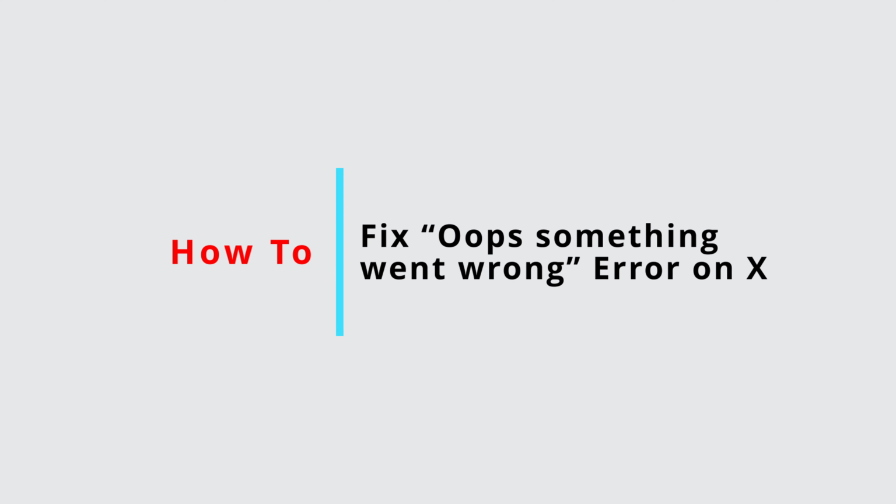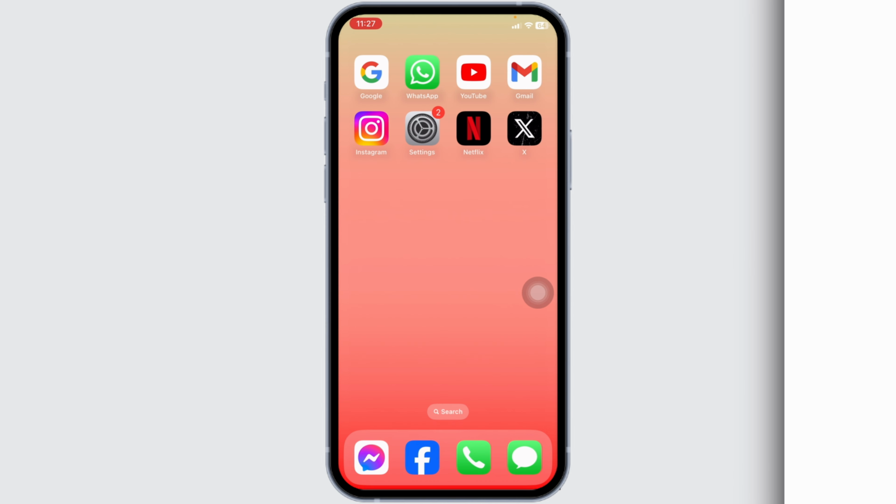How to fix oops something went wrong error on X account. Let's get started. The very first thing you want to do is check your internet connection, whether it is stable or not. For that, you can run any other app that runs on internet other than the X app. If the app doesn't work, that might be the issue in your internet connection.